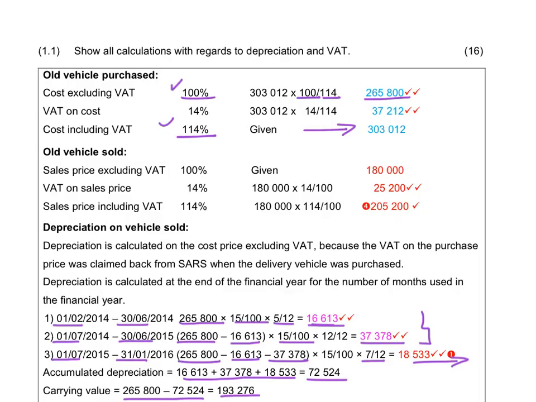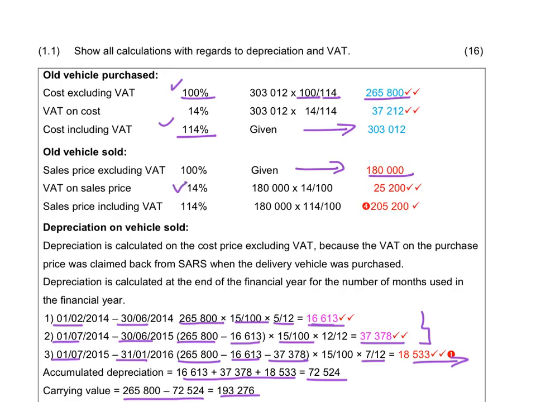Step 4 is to determine what is the sales price of this vehicle excluding the VAT. They told us the sales price excluding VAT is 180,000. So they gave us the amount excluding VAT. When we record the sales, we have to show that we sell the goods and that we claim VAT on behalf of SARS. So it means that we have to calculate the VAT.